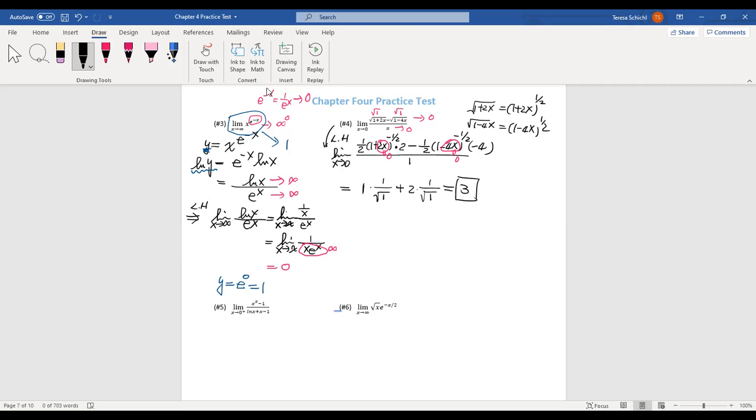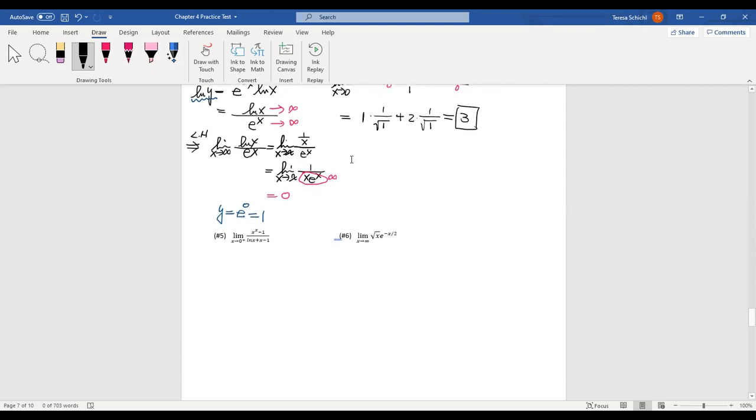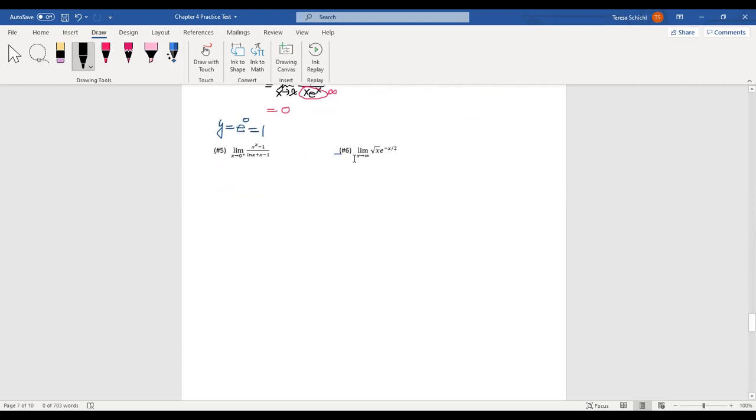Okay. All right. Now let's take a look at number 5 here. In number 5, I have x over x minus 1 times the natural log x plus x minus 1 here. Okay, so first let's take a look at natural log x, right?